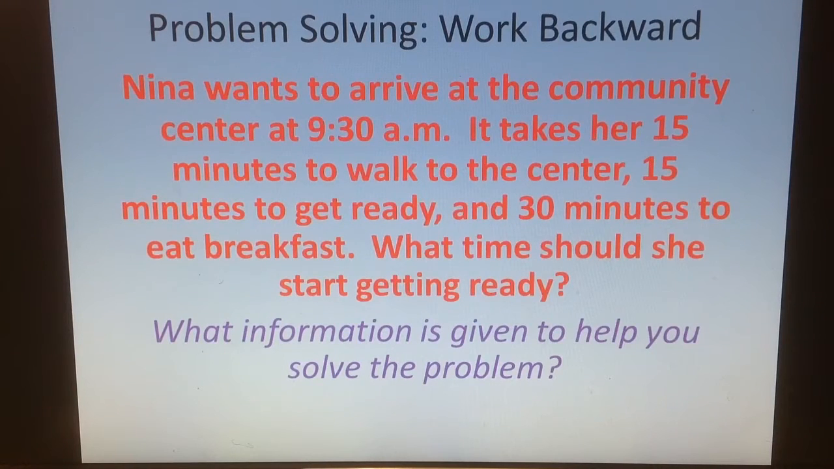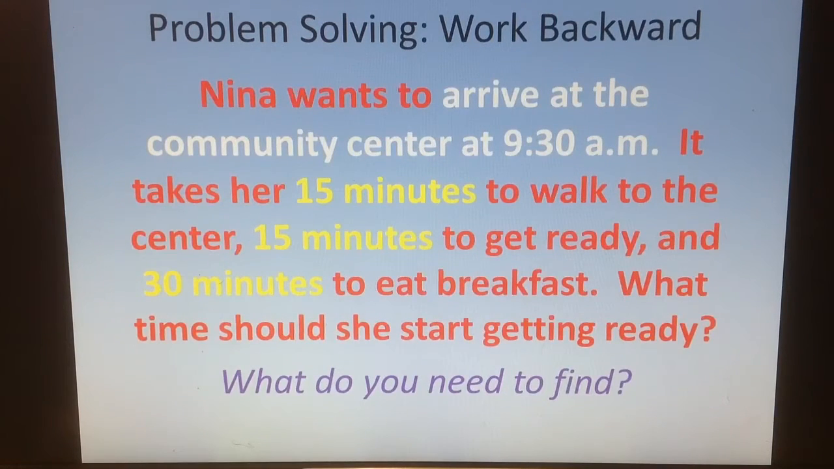In other words, there's some parts of a story problem that are very important, and there's some parts of a story problem that really aren't that important. Think about what the important information is in this problem. It's very important to know what time she wants to arrive. So 9:30 is her arrival time. That's important to know. And then we have to know how many minutes she took to do different things. I highlighted 15 minutes, 15 minutes, and 30 minutes. That's the important information. I don't really care about the other details.